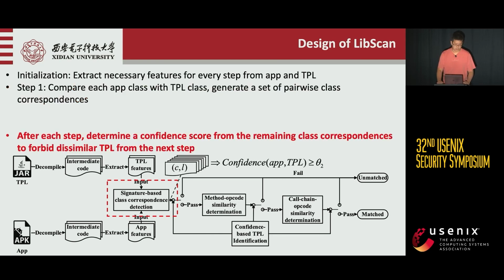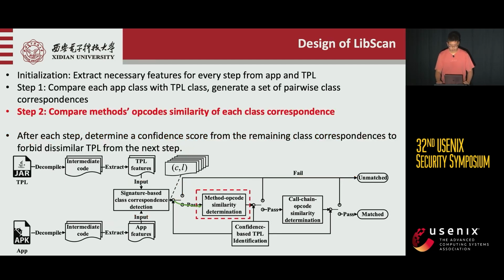After this step, and actually after each of the 3 steps of LibScan, we use the class correspondences to decide a confidence score and find if the score is above some threshold. The intuition of the confidence score is the coverage rate of the TPL. If the confidence score is below the threshold, we directly determine the TPL does not exist in the app. And if the score exceeds the threshold, we deliver the class correspondences into the next step.